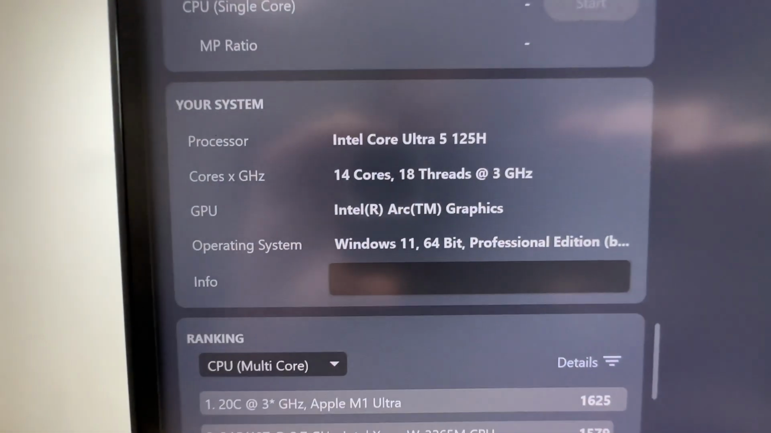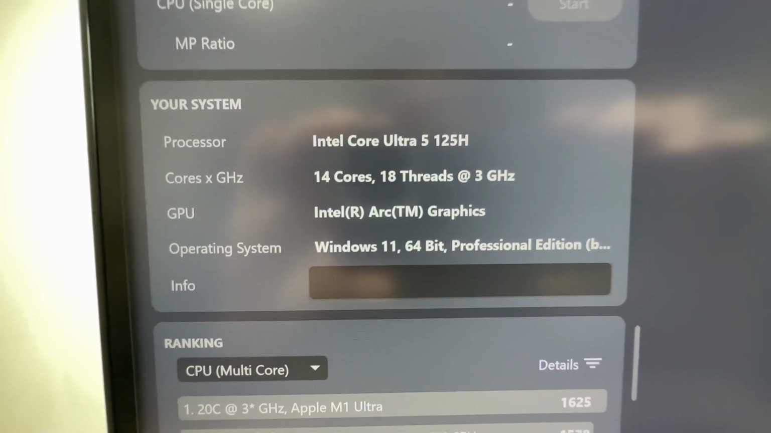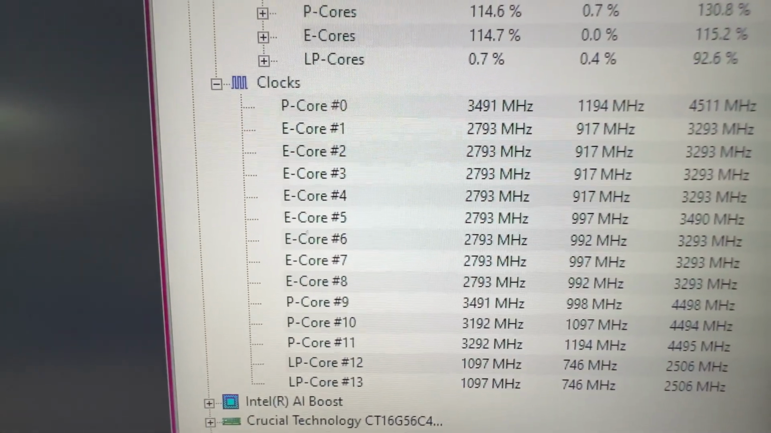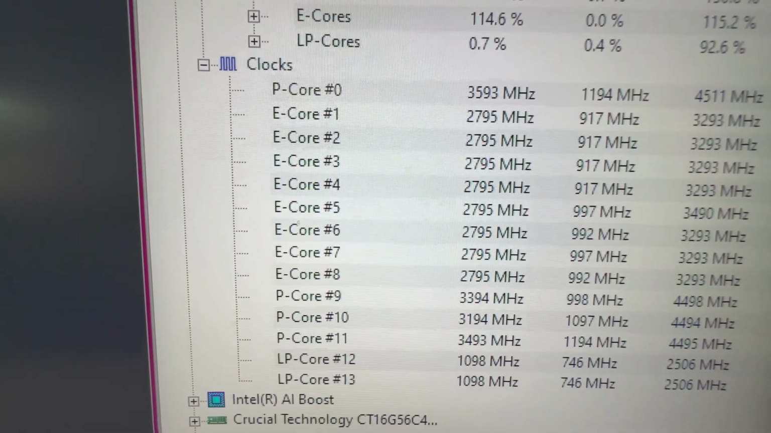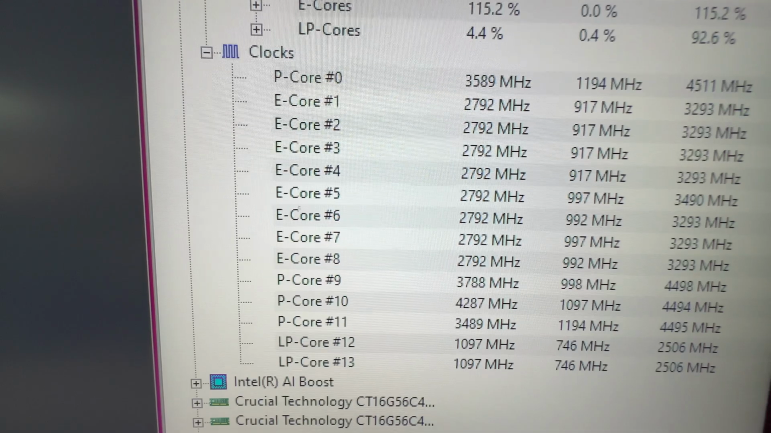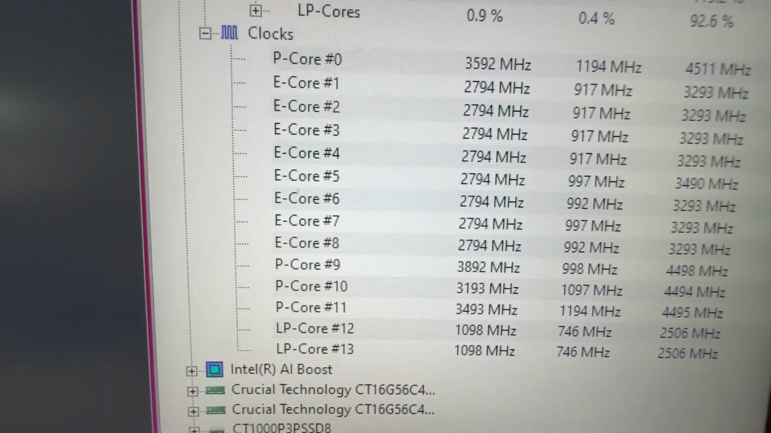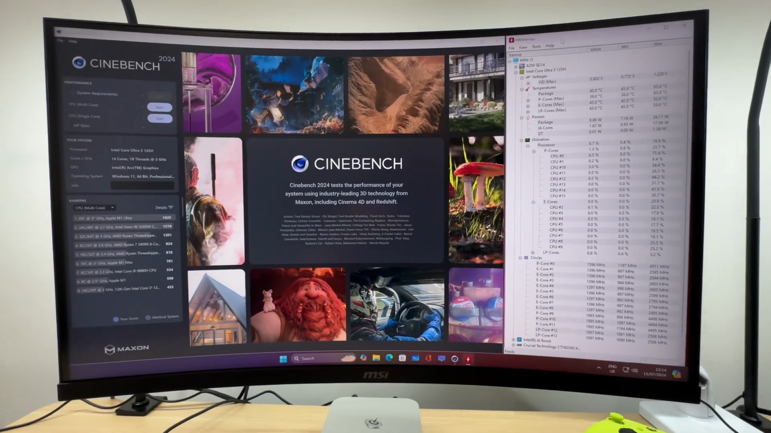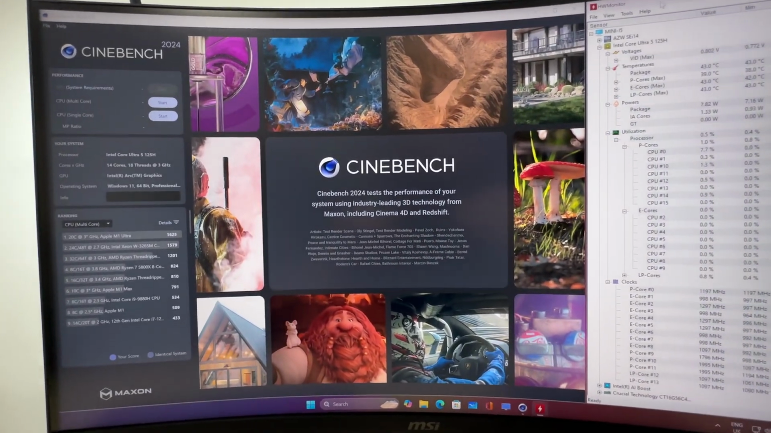This is a 14-core, 18-thread CPU, and it consists of 4 performance cores, marked as P cores, 8 efficiency cores, marked as E cores, and 2 low power cores that are marked LP. Let's see how well it will do in Cinebench.